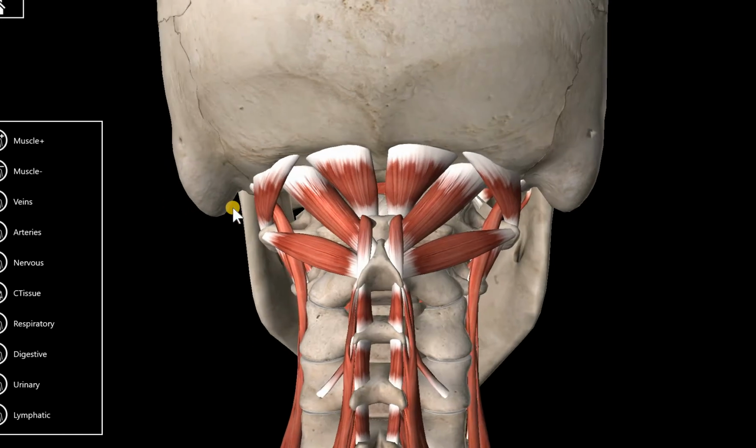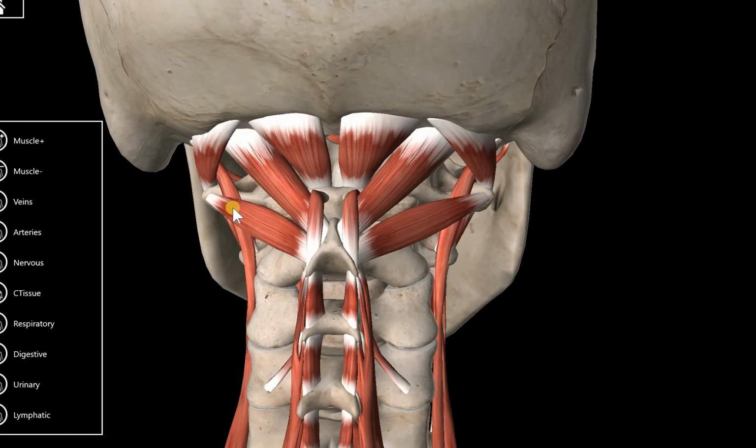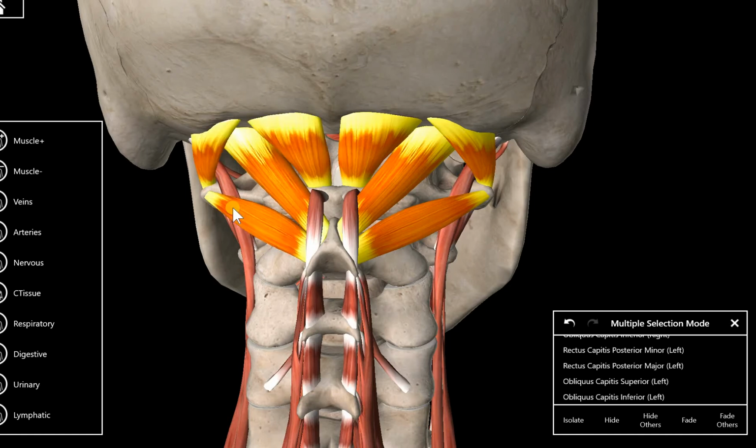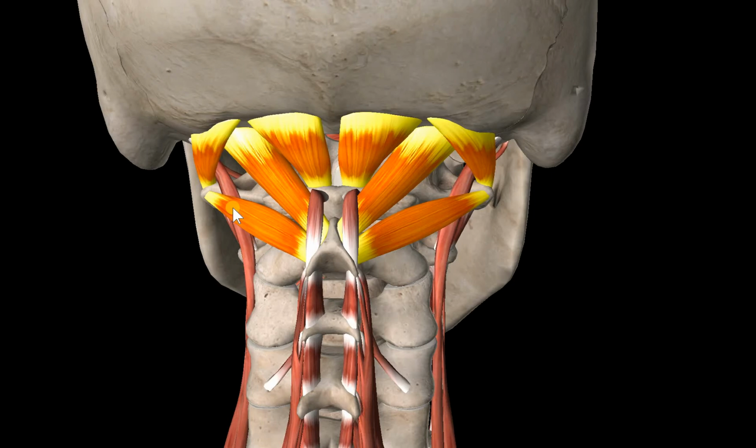Okay, collectively they are all of these on the right side and all of these on the left side. So the names are the same. These muscles here have the same names as these muscles here. The only difference is right versus left.